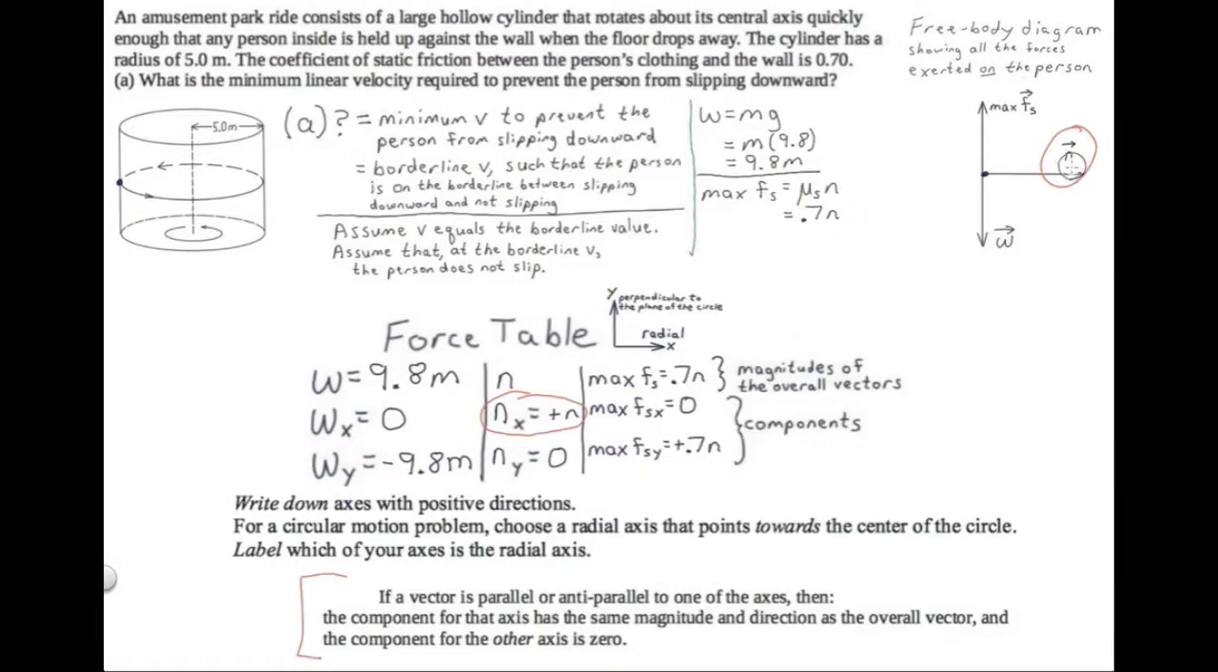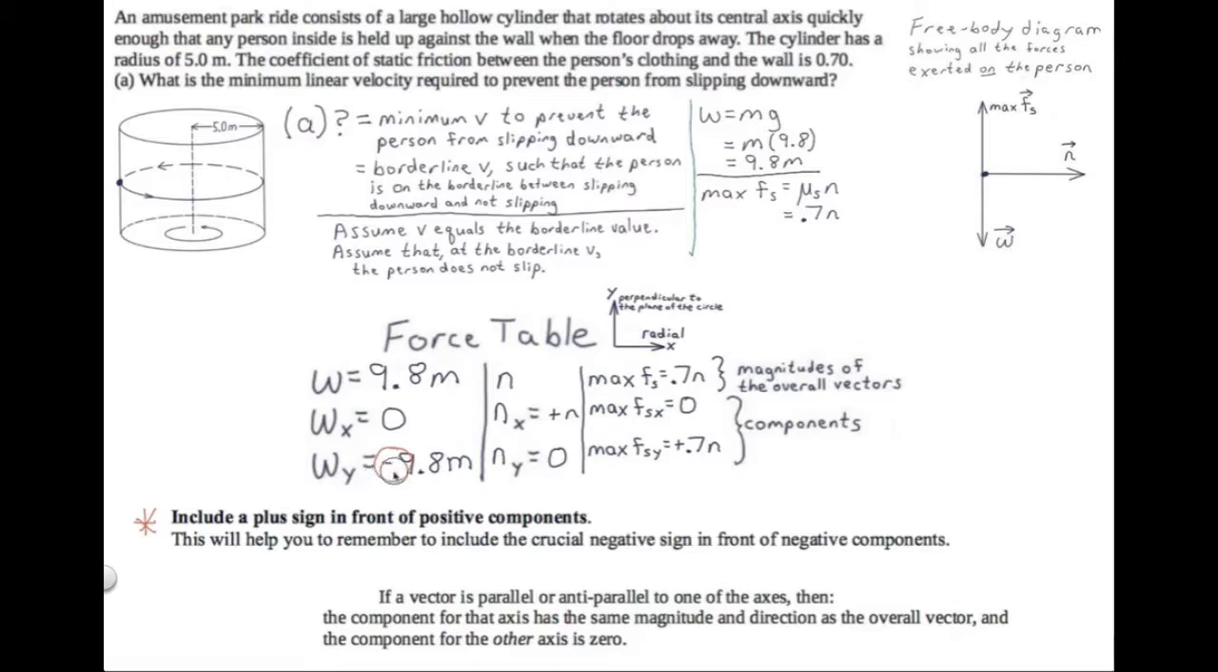The normal force is pointing to the right, which is our positive x direction. So N sub x is positive. It has the same magnitude as the overall normal force, which we're representing with the symbol N, and the y component is 0. The maximum static friction force points up, which is our positive y direction. So the y component here is positive. It has the same magnitude as the overall force, and the x component is 0.